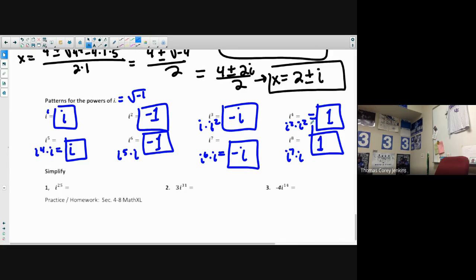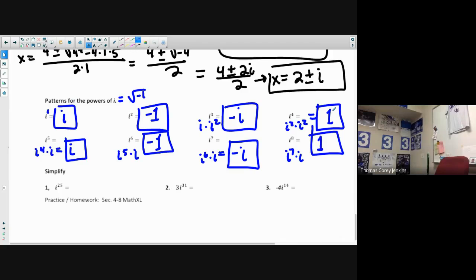All right, so anyways, the big thing to understand there is that it does start to repeat, right? There's 4 possibilities when you have any power of i, right? So you got to think in terms of 4s, right? So you kind of have to memorize this first row. It goes i, -1, -i, +1.